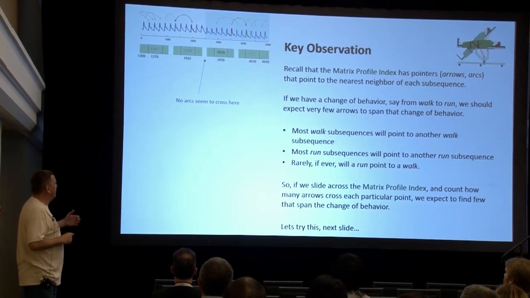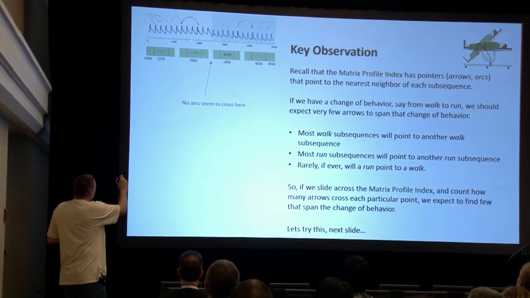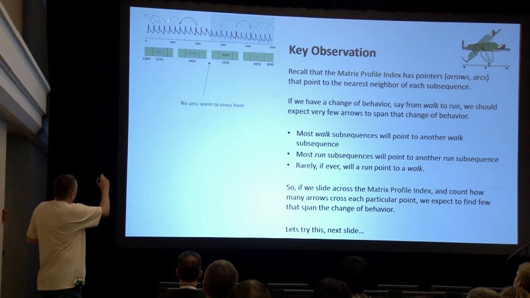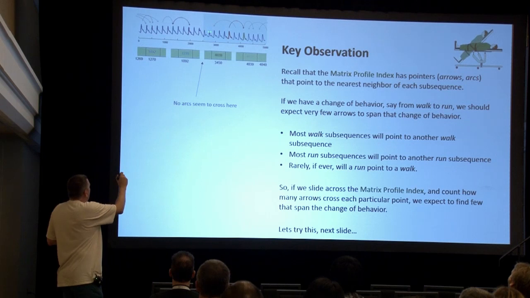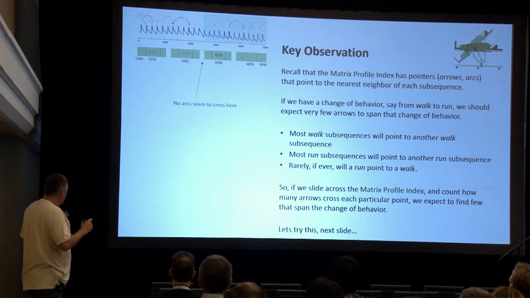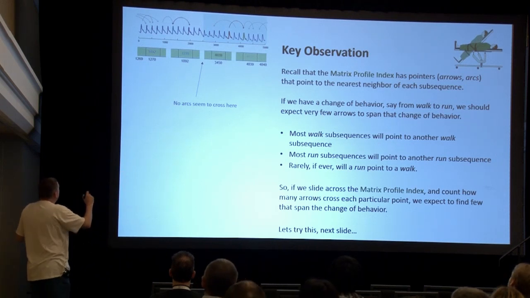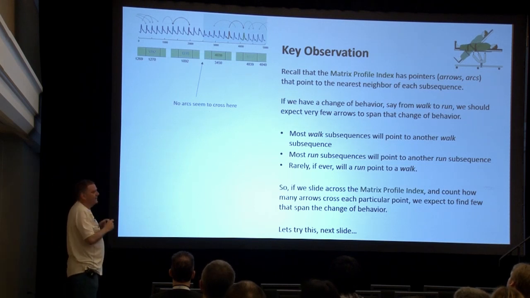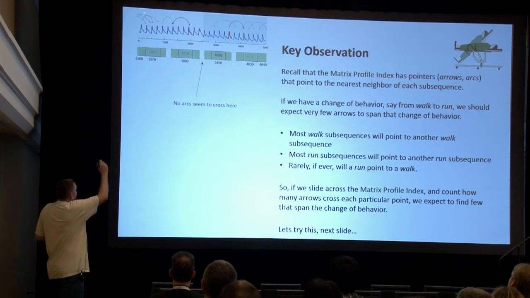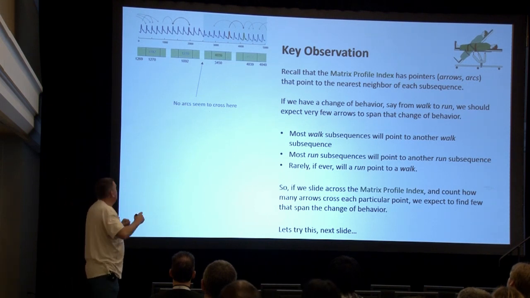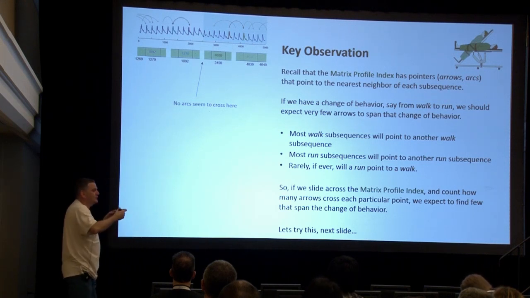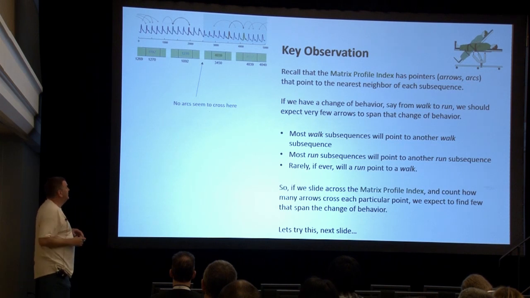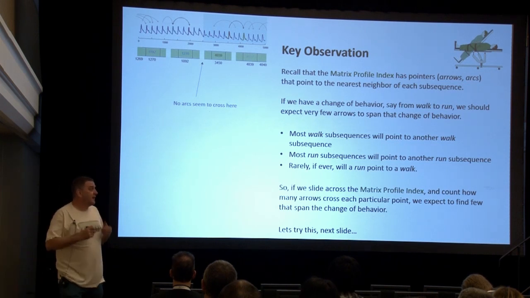Now think of this for running and walking. If I have a section of running, then walking, most runs point to other runs, and most walks point to other walks. It's very rare that a run will point to a walk or vice versa. So if I simply walk across this time series and count how many arrows cross over my head, that would be a good clue as to whether the world has changed. If many arrows cross my head, it means I'm in a homogeneous region. When I get to the change point, no arrows cross my head, and that means the world might have changed at that point. With that one simple clue, we can do very, very well.